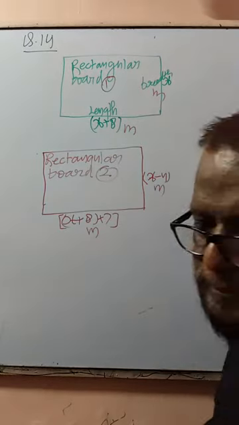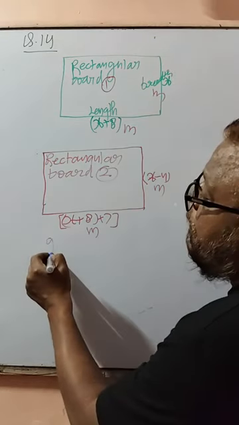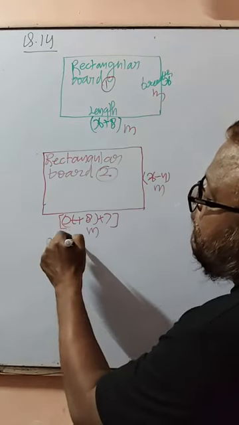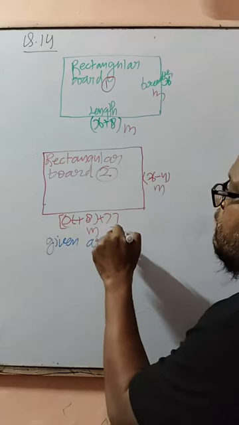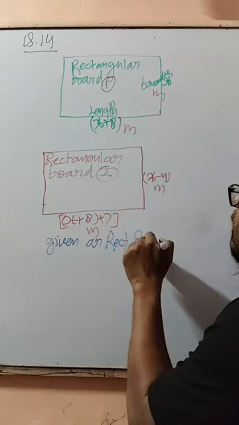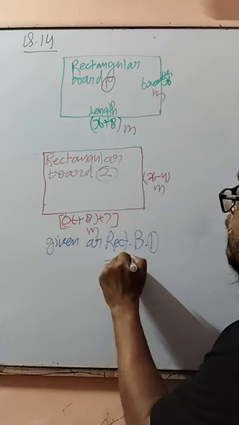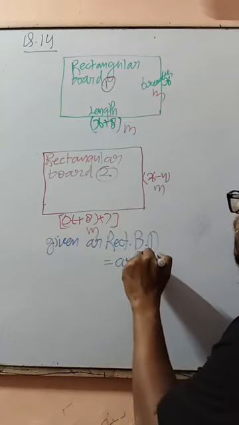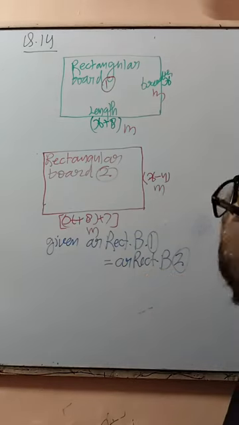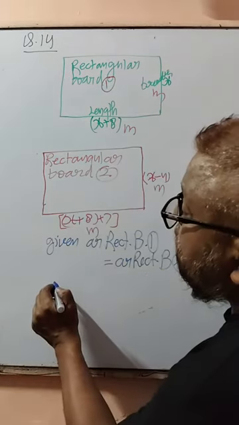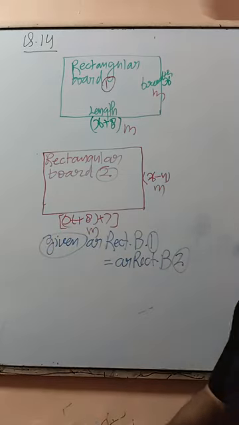And area of rectangular board 1 is equal to area of rectangular board 2, right? Yes, sir. तो ये क्या हुआ? It is given, right? So what you will do now?